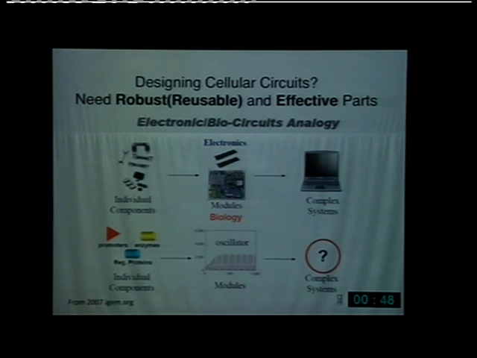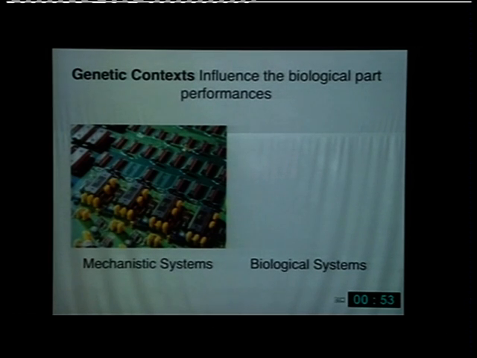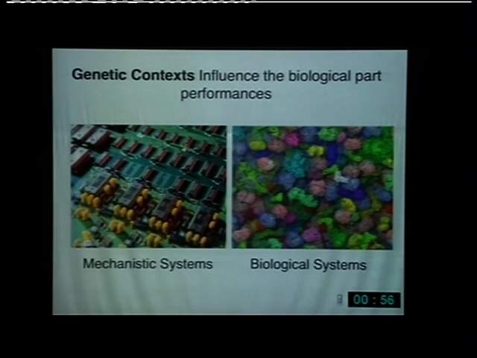But, of course, they are not robust. In a machine system, all the parts are well organized and they will perform as we predicted. But in a biological system, things are much more complex. All the biological parts can diffuse freely, and they will meet some other parts, build a new relationship, and then they break up. That's just life.